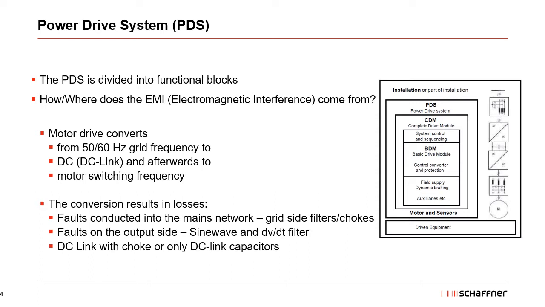So the conversion results in losses, and these losses are conducted as faults into the mains network on the grid side. There we use grid side filters or chokes. Then we have disturbances or faults on the output side, where we can use sine wave and dU/dt or dV/dt filters. And in between, in the DC link, there is the capability of using chokes or DC link capacitors to get rid of such disturbances.